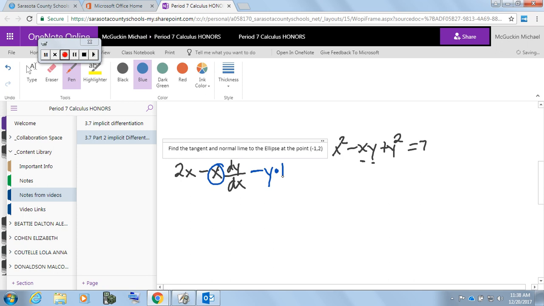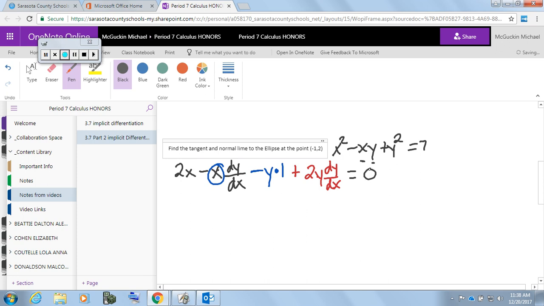And then to finish it off, the last part is going to be plus 2y dy/dx. Once again, because I take the derivative with a y in it, and it's with respect to x, I need to keep the dy/dx in there. And then we wrap things up on the right-hand side. The derivative of 7 is just going to be 0.